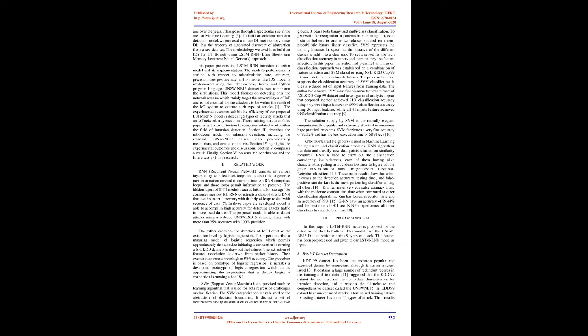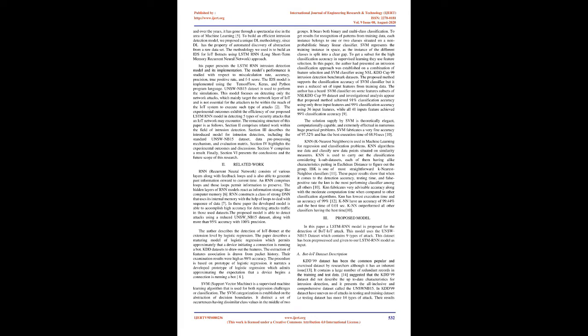Section 2, related work. RNN, Recurrent Neural Network, consists of various layers along with feedback loops and is able to carry past information onward to the current time. An RNN comprises loops, and those loops permit information to persist. The hidden layers of RNN models act as information storage, like computer memory. RNN is a class of strong DNN that uses its internal memory with the help of loops to deal with sequences of data. In this paper, the developed model is able to accomplish high accuracy for detecting attack traffic in the datasets used. The proposed model is able to detect attacks using a reduced UNSW_NB15 dataset, with more than 95% accuracy and 100% precision.